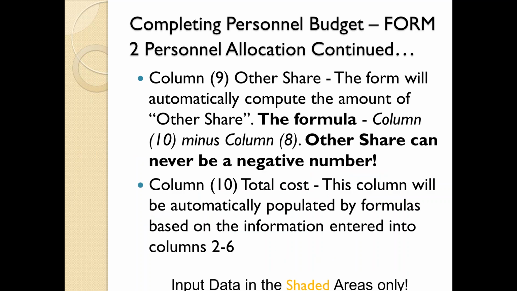All right, next slide. And so here we are showing our other share, and so you know the formula for other share. The other share is the total cost minus the grant award. Okay, that's your other share. So you never want to have other share negative. If your other share is negative, you're saying that you want to budget more than it costs you, and you can't do that. Remember, shaded areas.